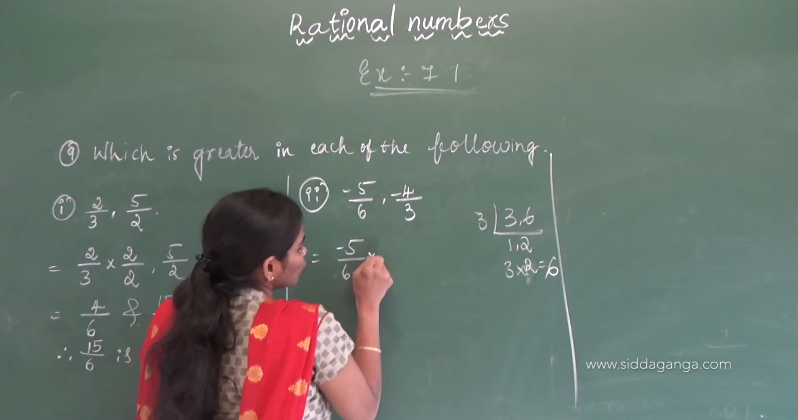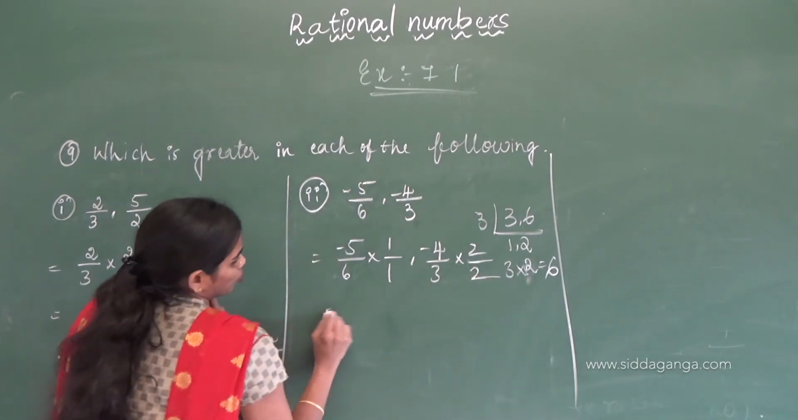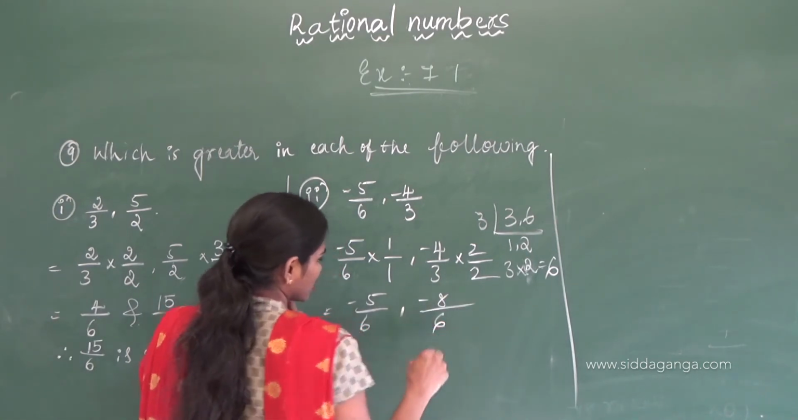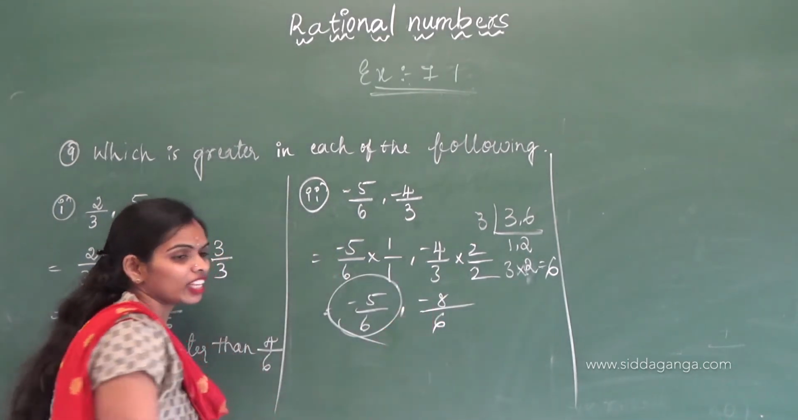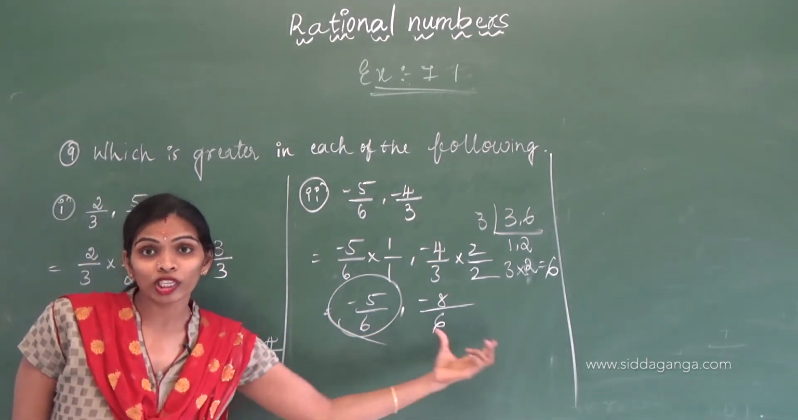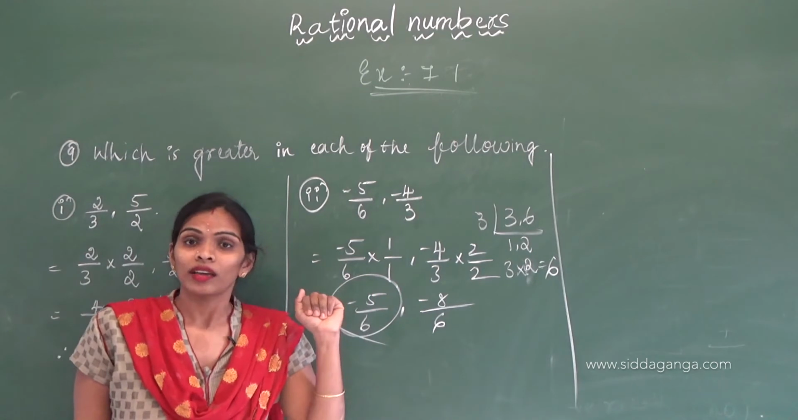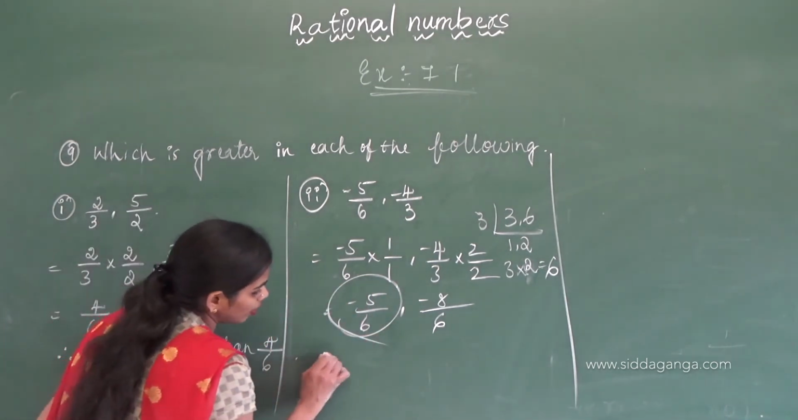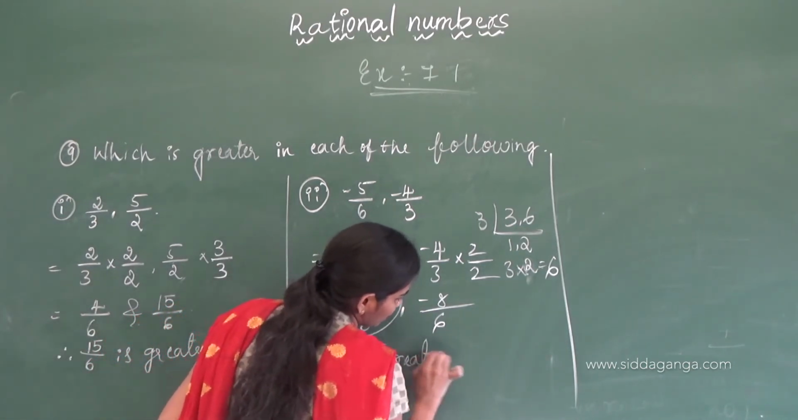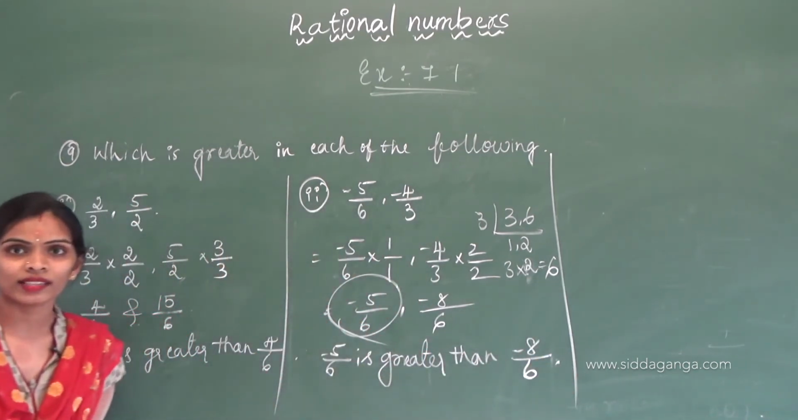Minus 5 by 6 into 1 by 1, minus 4 by 3 into 2 by 2, minus 5 by 6, minus 8 by 6. Which one will be the greater? Obviously minus 5 by 6. These both are negative rational numbers, that's why the number which is having less value will be the greater one. Therefore minus 5 by 6 is greater than minus 8 by 6.